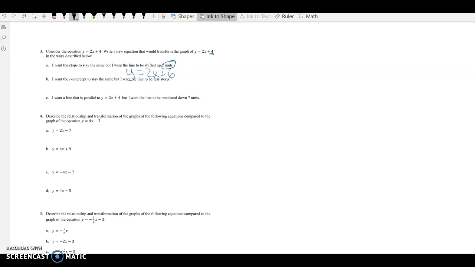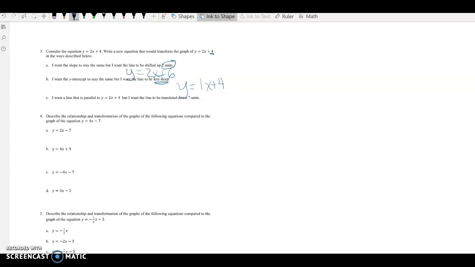Okay, I want the y-intercept of the equation to stay the same, but I want the line to be less steep. That's my slope. So I get y equals, if I want my slope to be less than 2, let's just say 1x, and my y-intercept needs to stay the same. Leave that as plus 4.